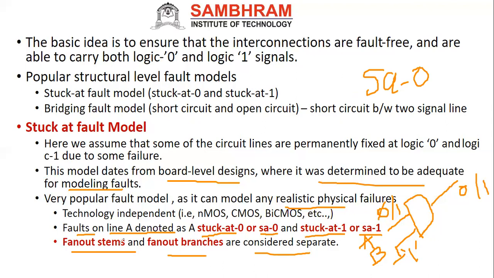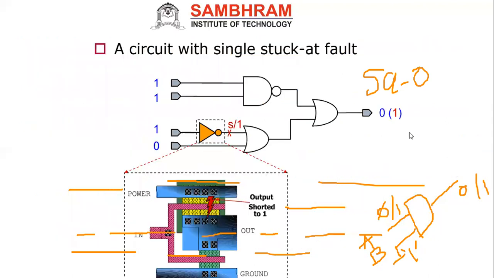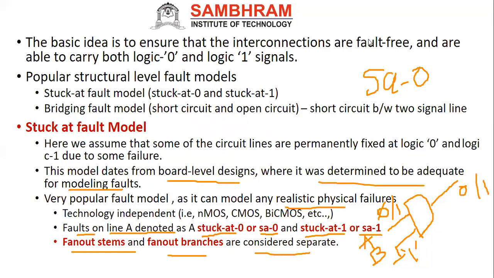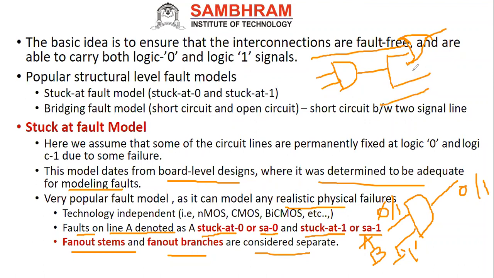What is the meaning of that? Fan out stem and fan out branches. So let us say here, if I'm having... Now let's consider. Let me consider this is your one AND gate. Here I'm getting like this. One more input here. It is one OR gate. Then here one more OR gate. Simple circuit.